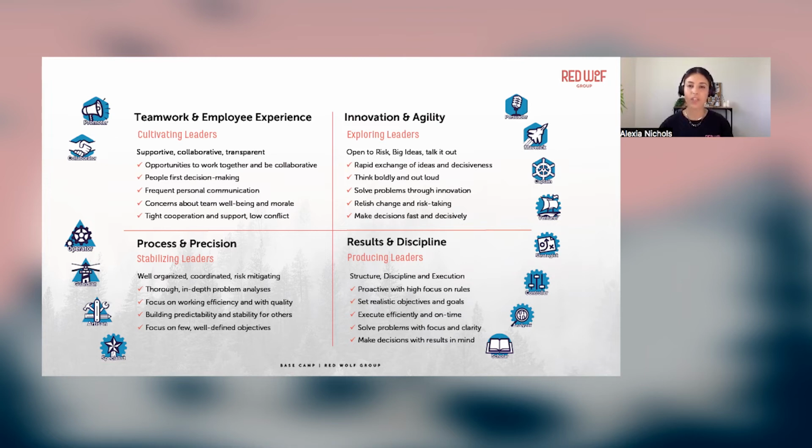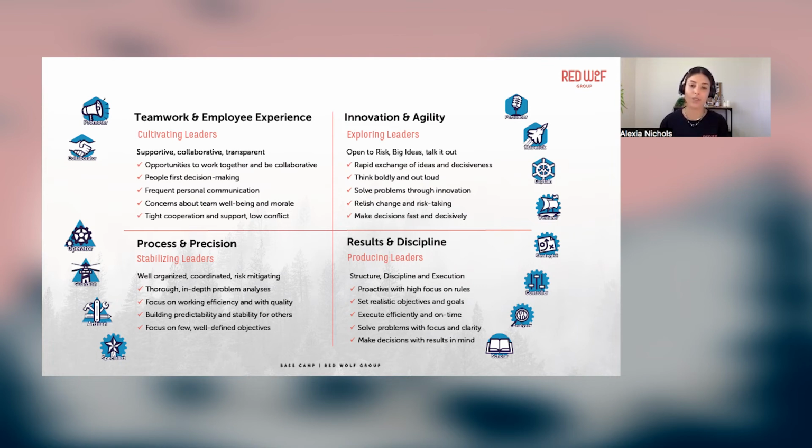Alrighty, and finally, we've got the results and discipline quadrant. So this is where you have your producing leaders. They'll have some similarities to your process and precision team members in the sense that they will also like structure, and they'll have quite a high focus on rules and details. But where they'll be a little bit different is they'll have a bit more of that proactive nature to them, and will feel quite comfortable working independently.